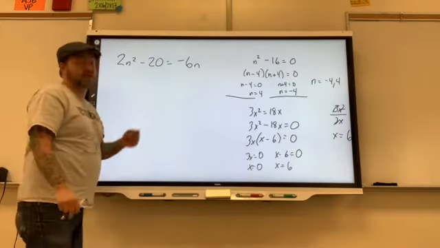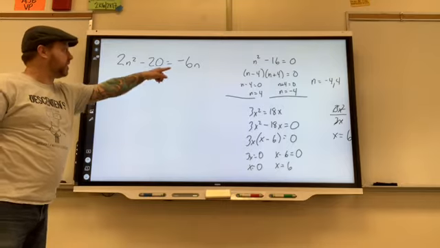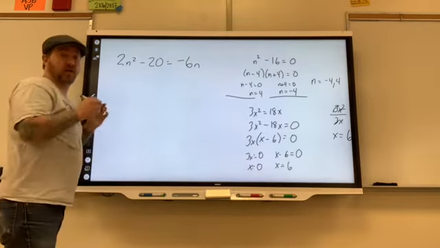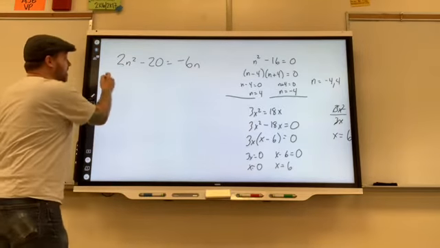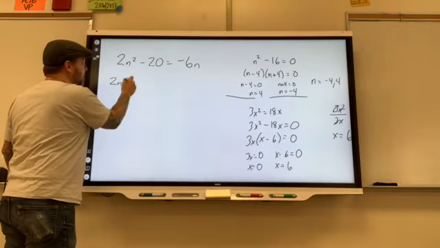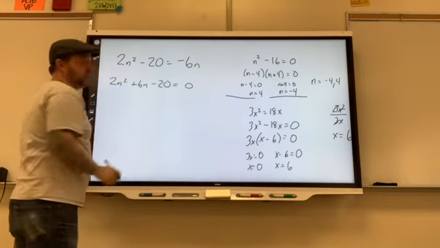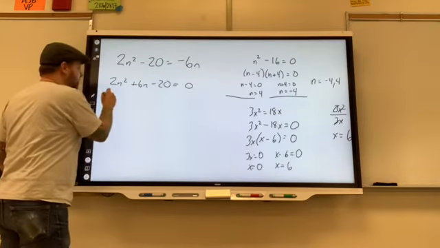All right. Let's look at this one. Now, again, what do you want to get rid of over here? Move this to this side. We want one side equal to 0, right? Always want one side equal to 0 so we can see if we can factor the other side. So 2n squared plus 6n minus 20 equals 0. Can I factor anything out? A 2. Good.